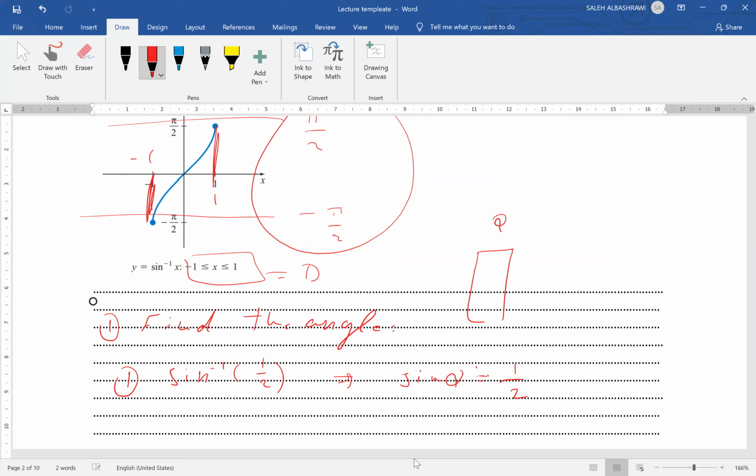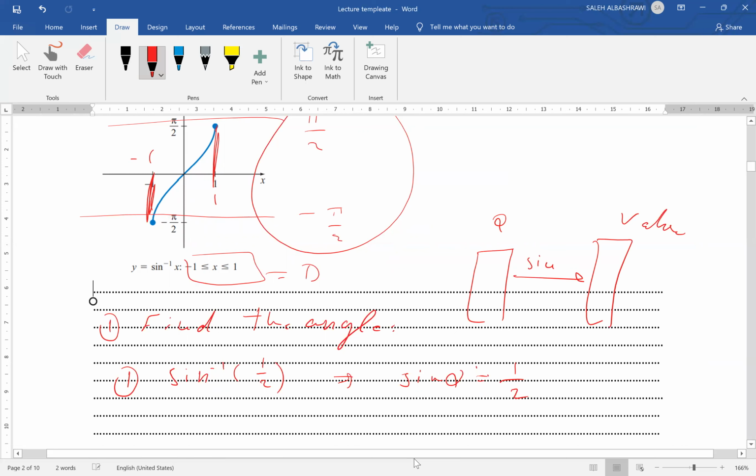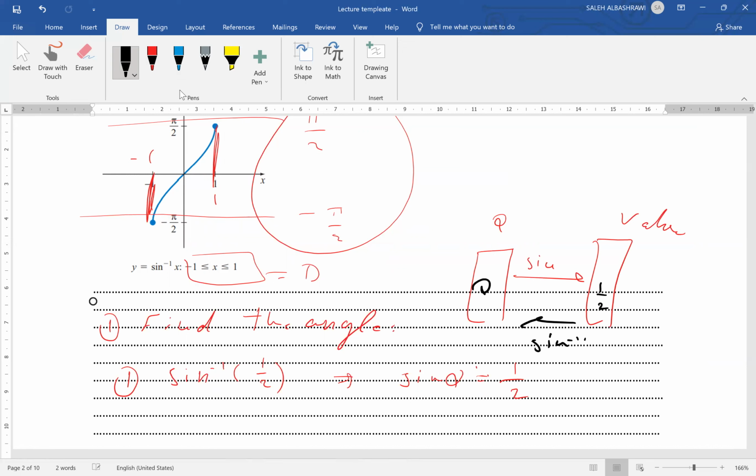This is theta, and this is the value. This will give me sine. The reverse, starting from the value to find the theta, will be sine inverse. So if you are given 1/2, what will be theta? Which angle has its sine equal to 1/2?